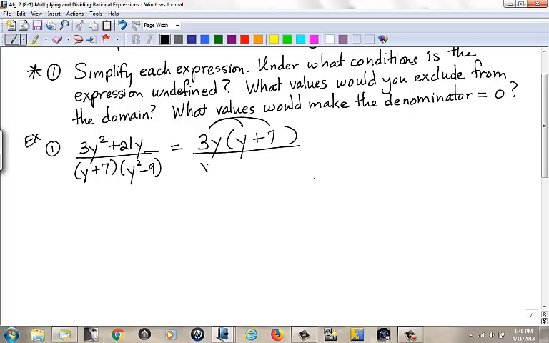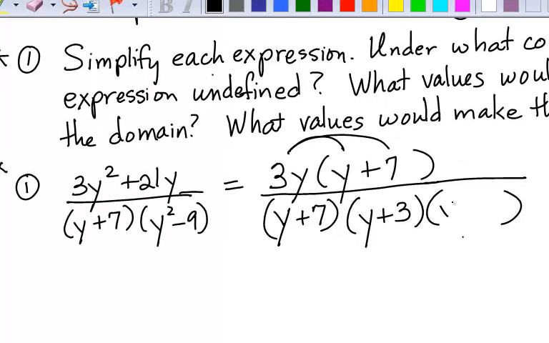Okay, the bottom, the y plus 7 is factored completely, but the y squared minus 9 is a difference of 2 squares. Factor that. How do you factor the difference of 2 squares? Yeah, 1 plus sign, 1 minus sign. One's got to be a 3 plus 3 minus 3. Okay, so your first thing is to get it factored. Okay, before we simplify it, let's answer the questions up above.